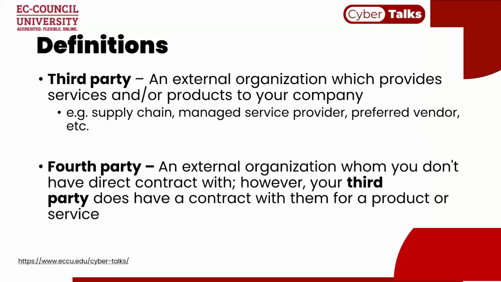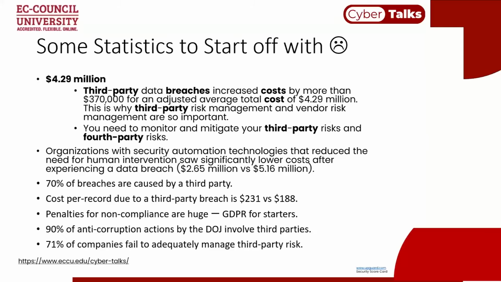So if anybody had any questions... I came up with a few statistics that I found out there. Some of these statistics came from UpGuard, and the other one came from a Security Scorecard presentation. As you can see, the third-party breach cost has increased by 370,000 to 4.2 million. And this is why we are having this presentation, because third-party risk management and vendor risk management is so important. Also, you need to monitor and mitigate the third-party risks and fourth-party risks. And we'll talk about fourth-party risks further down the line.